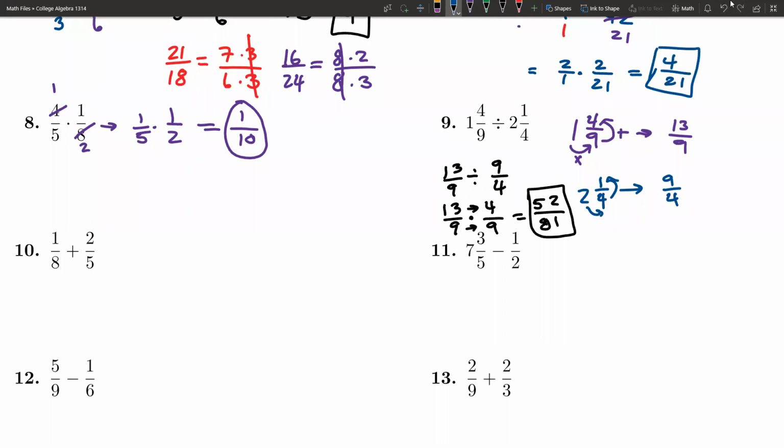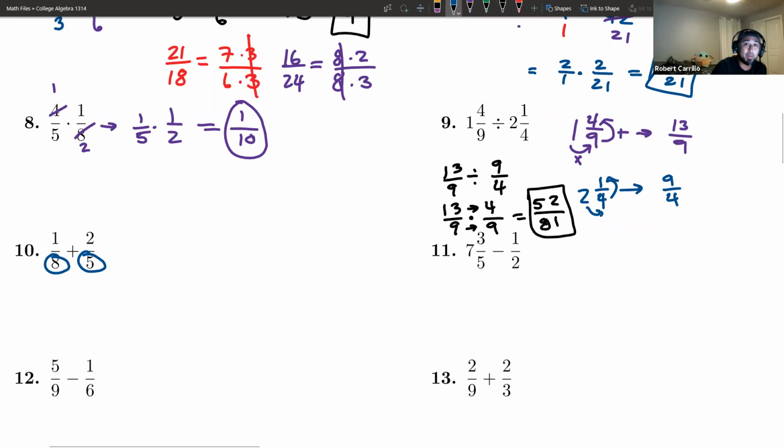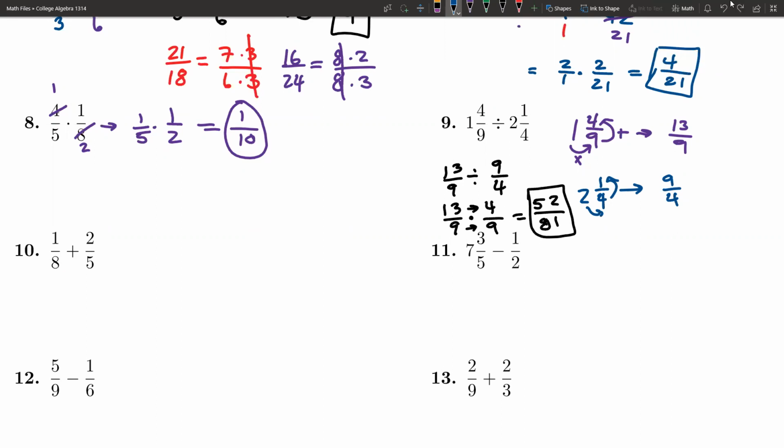All right. So now number 10, 1/8 plus 2/5. In order to add two fractions, you need the same what? Common denominator. All right. So here's 8 and here's 5. What is their least common multiple? 8 and 5. What's our least common multiple?